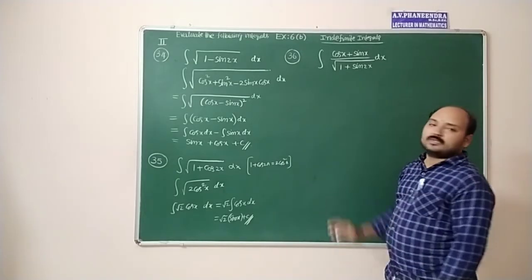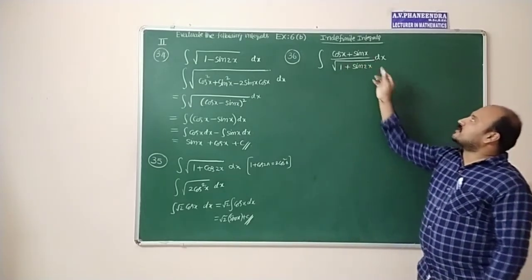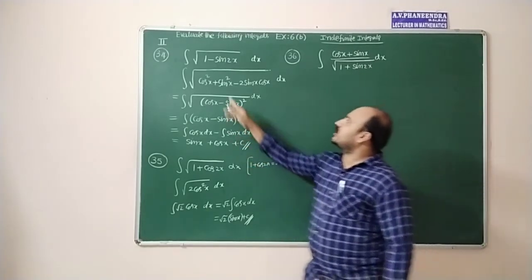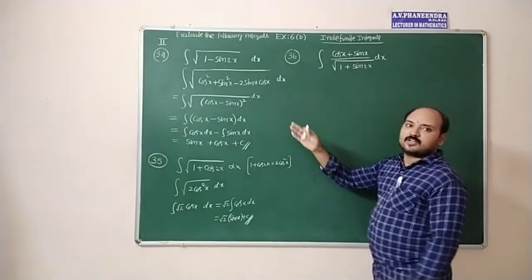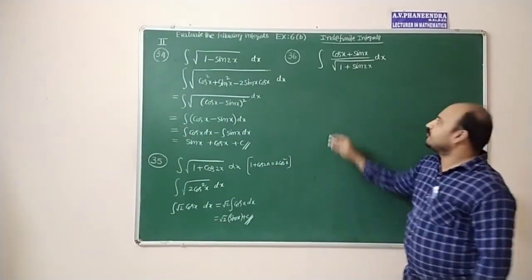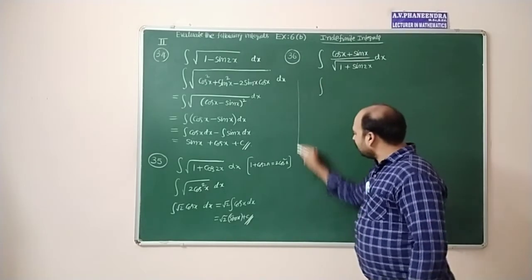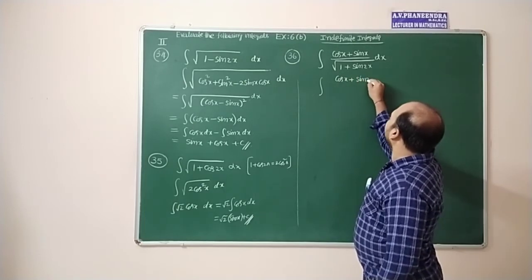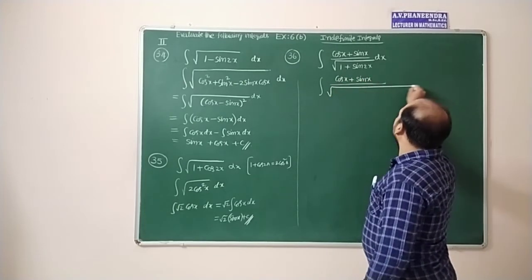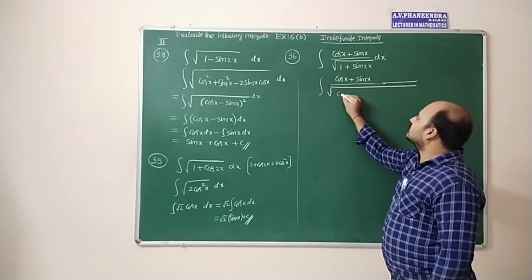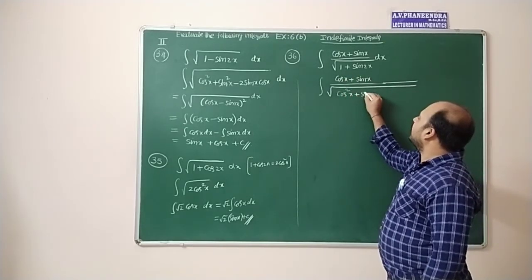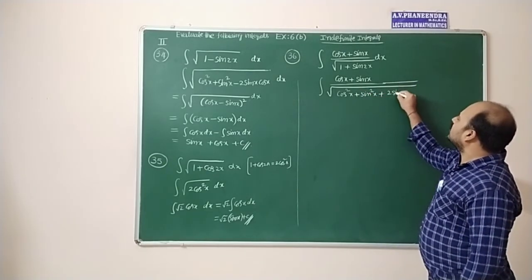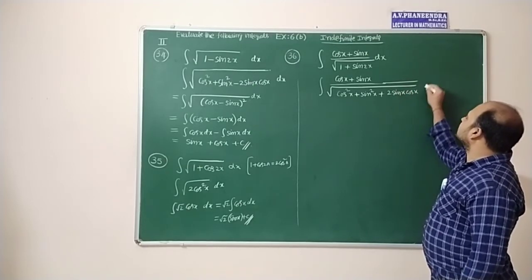Now come to the next question. Integral cos x plus sin x by square root of 1 plus sin 2x into dx. Just now we discussed 1 minus sin 2x. In place of 1 substitute cos square x plus sin square x. So now integral cos x plus sin x divided by square root of 1 can be written as cos square x plus sin square x, plus sin 2x can be written as 2 sin x into cos x, into dx.